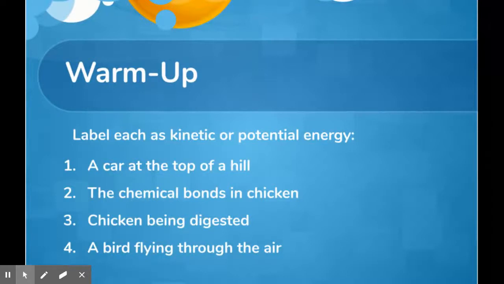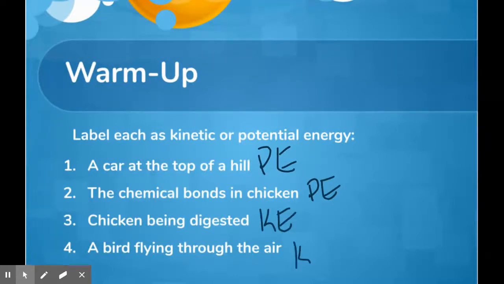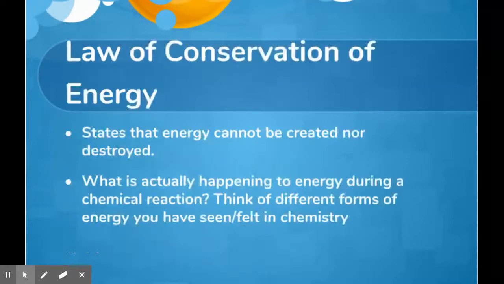and pause the video and label each of the following as kinetic or potential energy. Alright, so a car on the top of the hill has potential energy. The chemical bonds in chicken are potential energy, but when that chicken is eaten and being digested, that is kinetic energy, and a bird flying through the air is also kinetic energy.